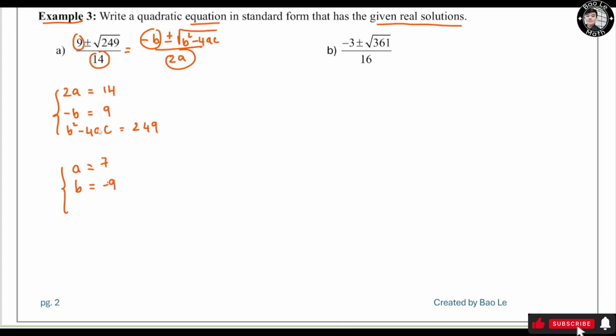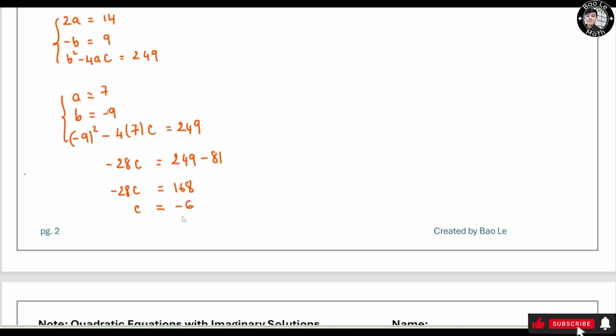And substitute these two values into the third equation right here. So we have b squared, which is negative 9 all squared, minus 4 times a, which is 7, times c equals 249. Then I'm going to simplify this one. Negative 9 squared equals 81. Subtract 81 from both sides. So negative 28c equals 168. Divide both sides by negative 28 and c equals negative 6.